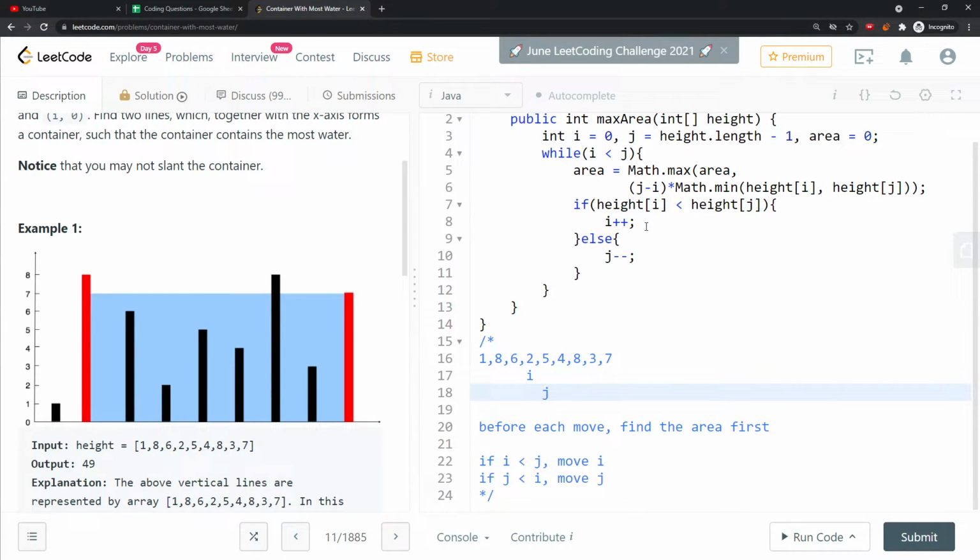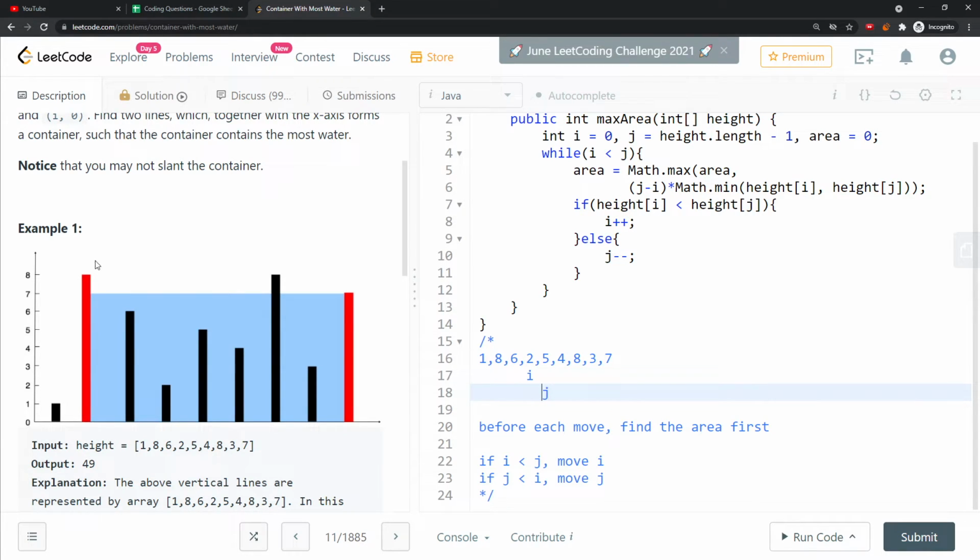and I move my pointers i and j based on the height. If height i is less than height j, I move i plus plus, otherwise j minus minus. For example, I have 1, which is i, and 7, which is j. I calculate the area, which is 8 times 1, which is 8. Then the index i is 1 and index j is 7. Since 1 is less than 7, I move my i to the next one.